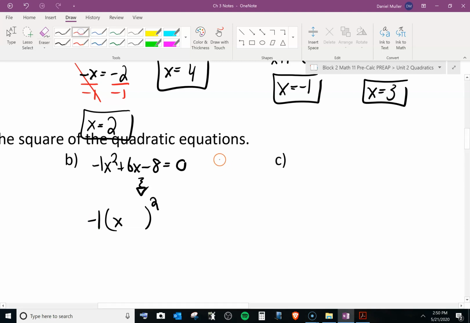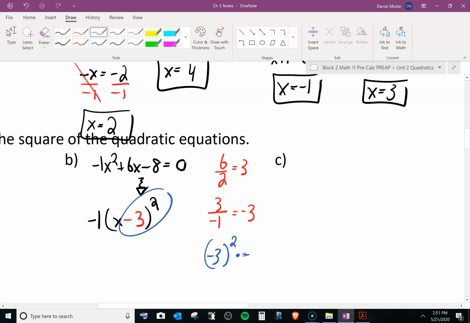I'm going to take my middle number, 6, and cut it in half to get 3. But then I'm going to take that and divide it by the number in front to get negative 3. So this is negative 3. Now if I FOIL this all out and times it by the negative 1, I want to see where I'm at. So the fast way is to go negative 3 squared times the negative 1.